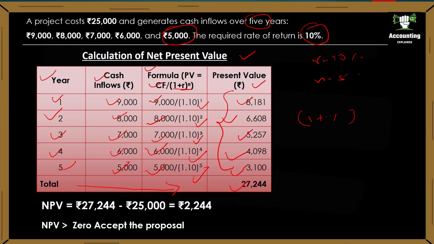Now what is NPV? Present value of cash inflow minus outflow, right? What is the outflow? 25,000. The inflow is 27,244, as calculated in the table, minus 25,000, so rupees 2,244 is the NPV. Now NPV is positive, that is greater than 0. So we can accept the proposal and go ahead with the project.